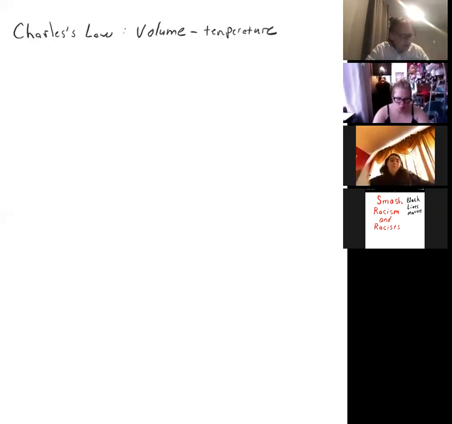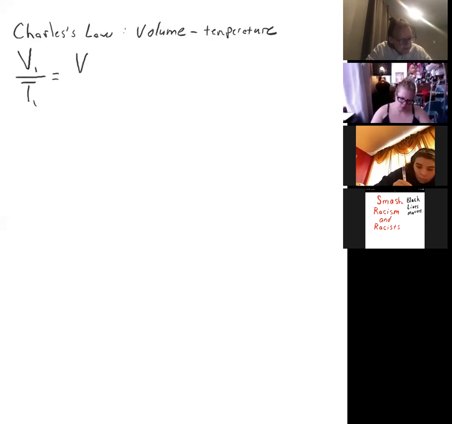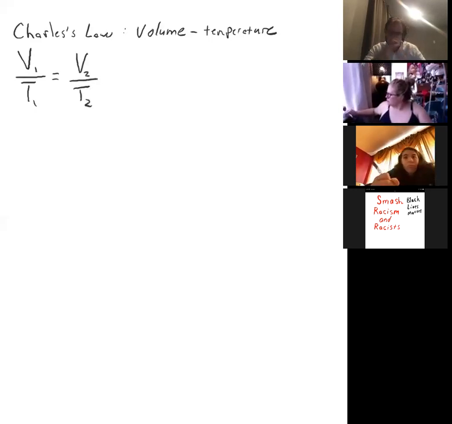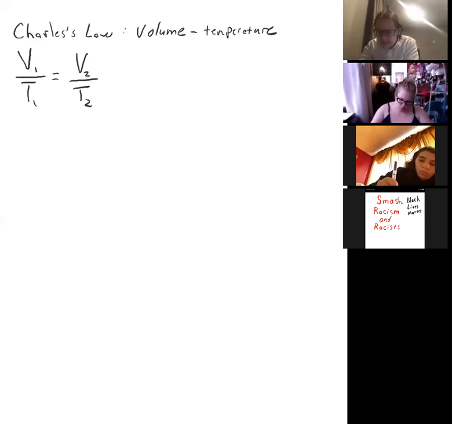And the equation here is similar, but a little bit different than Boyle's law. It's V1 over T1 equals V2 over T2. Okay, so remember in Boyle's law, it's multiplied, right? It's the product, P times V. In Charles's law, it's the ratio, the volume divided by the temperature, okay?